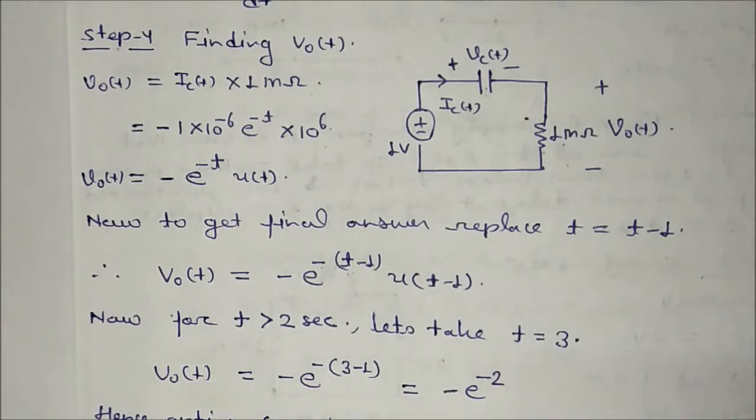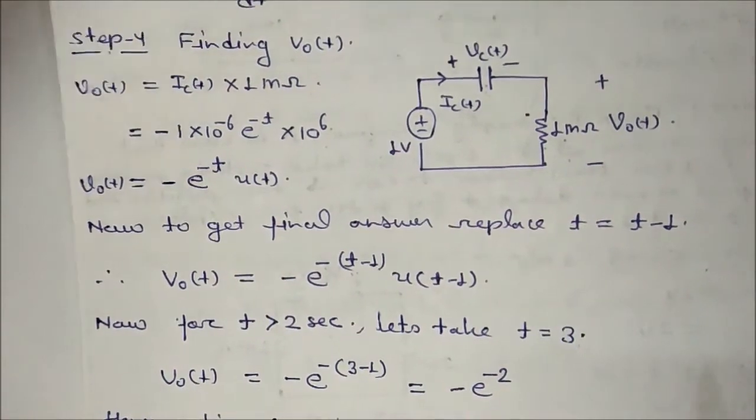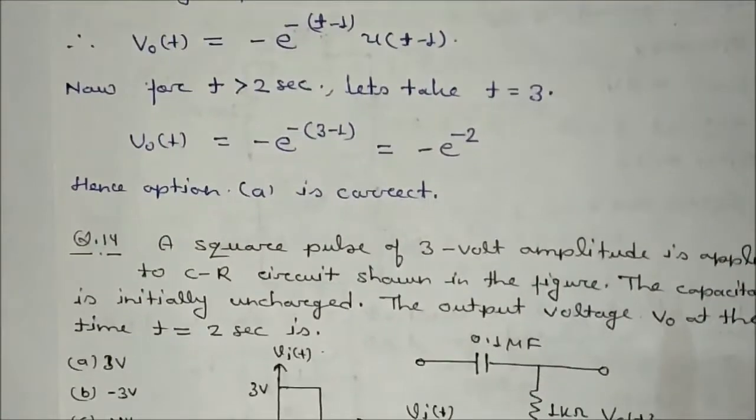In this problem, it has not been mentioned exactly at what time the value has to be calculated. I have just taken it as 3. If you take it as 4, you will get a different value, but in the options, whatever is available for t greater than 2 seconds, that is only minus e to the power minus 2 volt. Okay, so option A is correct. Now moving to the next problem.